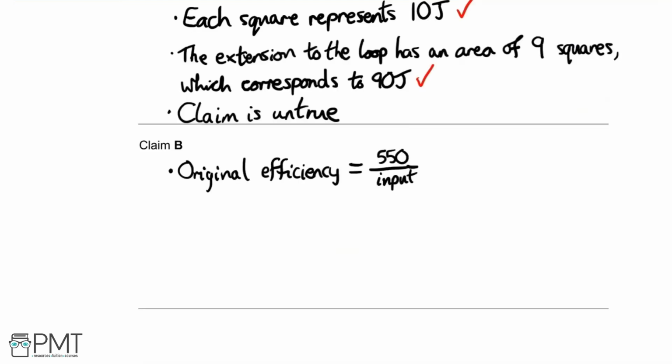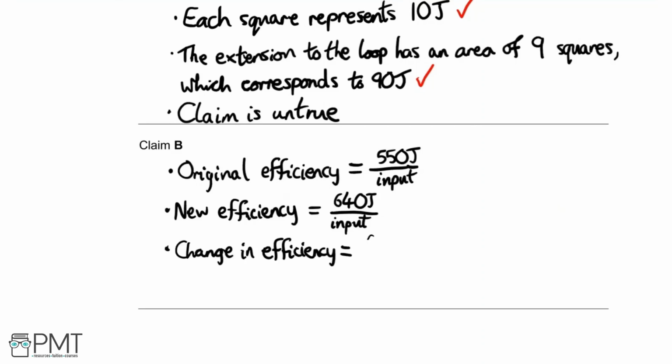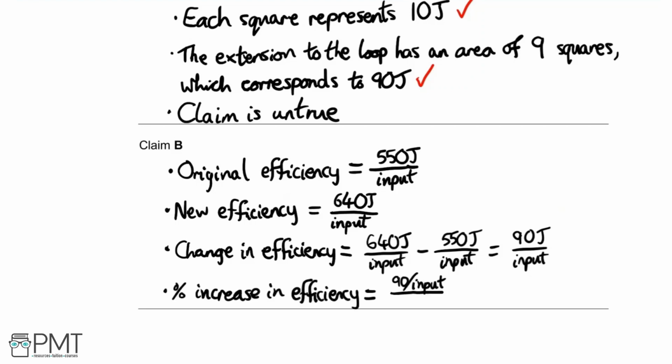So the original efficiency is going to be 550 joules divided by the inputs. The new efficiency will be 640 joules divided by the inputs. So the change in efficiency is going to be the difference between the two, which is going to be equal to 90 joules divided by the input energy. So we want to work out what this efficiency increase is as a fraction of the original efficiency. So let's do this as a percentage increase.